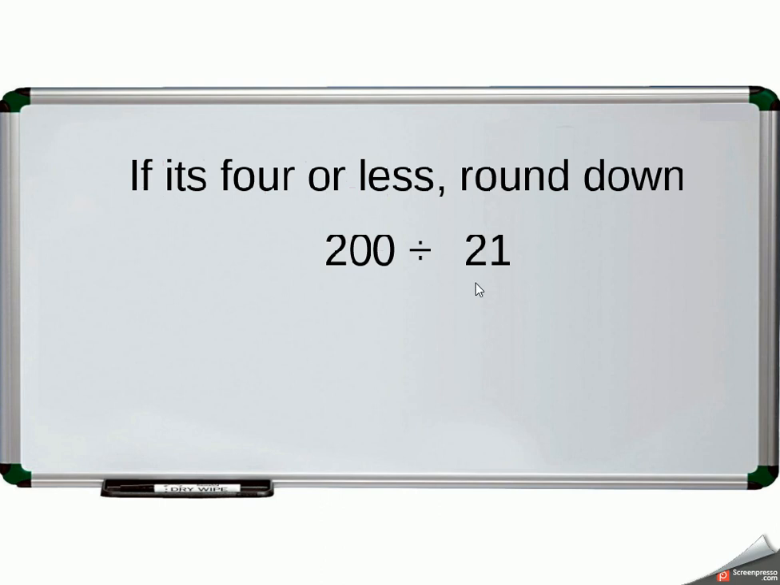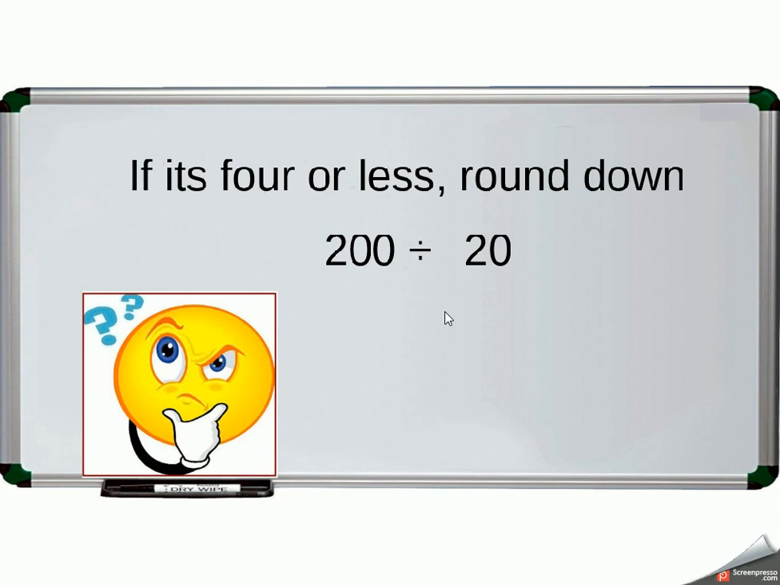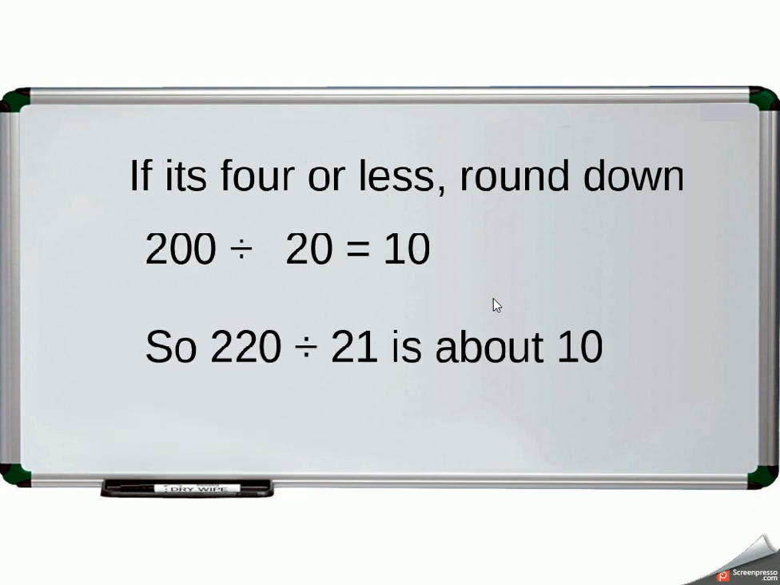Let's have a look at another number. Well, 21, this 1 is a bit awkward. So again, what if I round it to the tens column? I look at the column to the right, the 1, and because it's 4 or less, we round down, and the 1 is taken off. It just becomes a 0. So as a result, now we've got the easier sum of 200 divided by 20, and you could take the zeros off, making it 20 divided by 2, which we know is 10. So 220 divided by 21 is approximately 10.